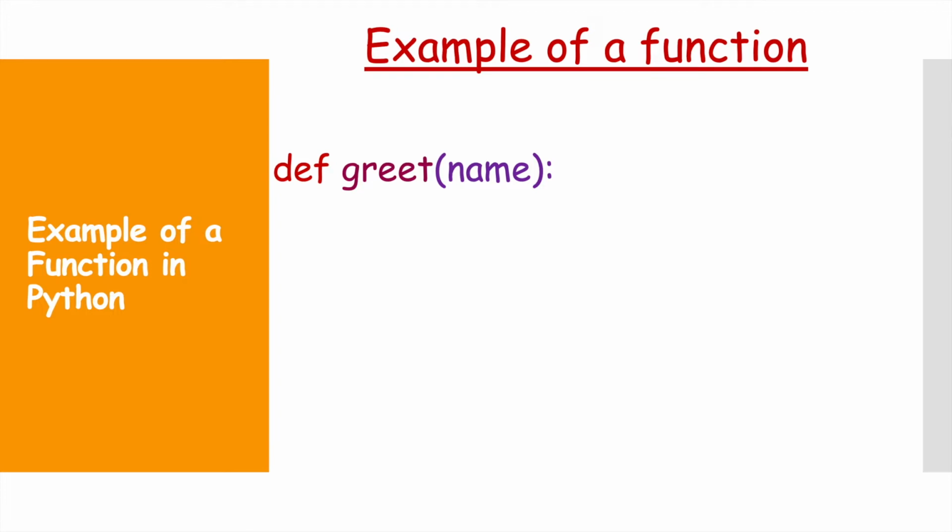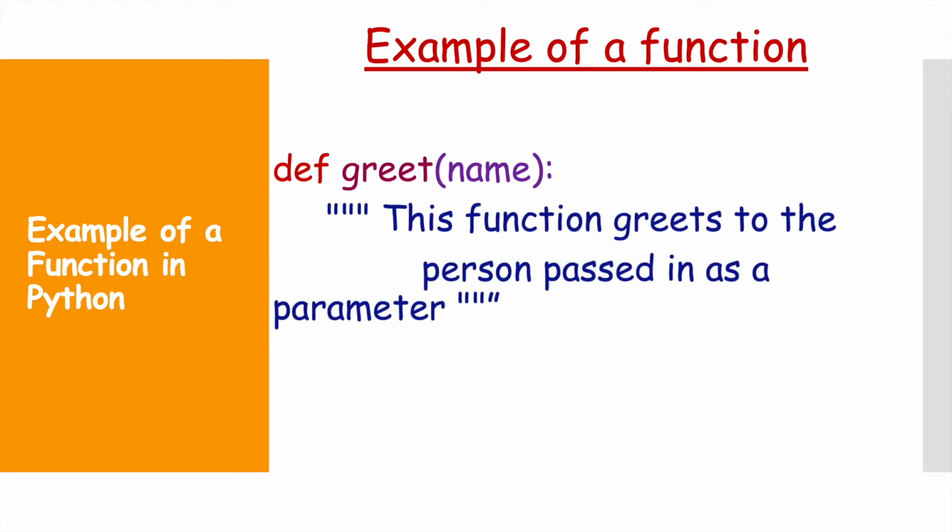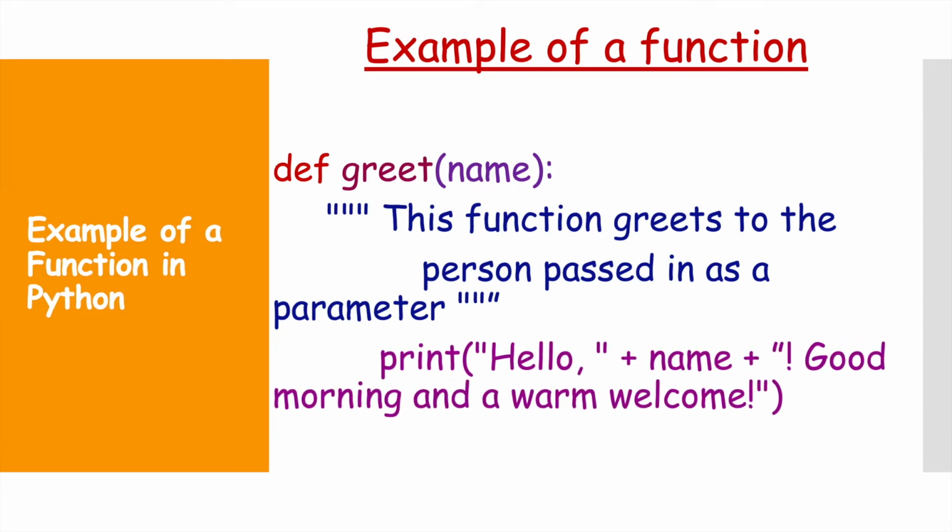After the complete function header, you are having an optional doc string which is going to describe what your function is going to do. This function greets the person which is passed in as the parameter name. Now you are going to have one Python statement which you want to get executed inside the function body. Here you are having print hello name and then good morning and a warm welcome. It is going to print the value of the name parameter which you have passed inside the parenthesis.